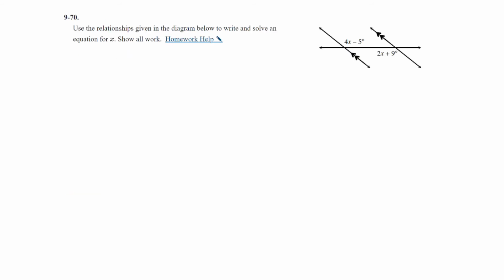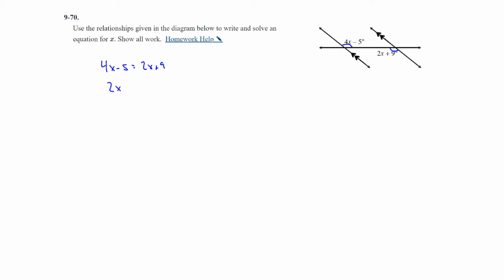Question 70, use the relationship given in the diagram below to write and solve an equation for x. So we have two parallel lines. These angles right here would be alternate interior angles. So alternate interior angles are congruent. So therefore we should be able to write an equation where we set the values equal to each other, and then we're able to solve for x.